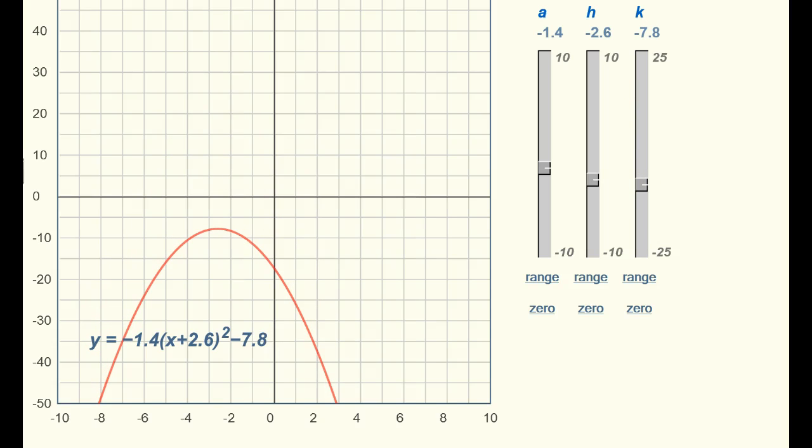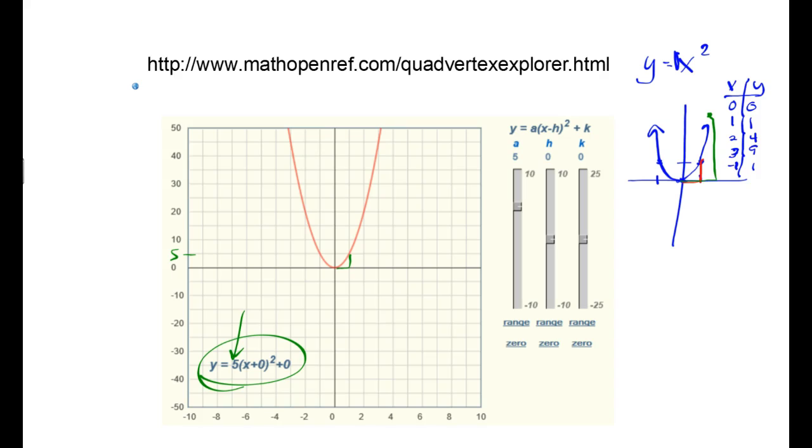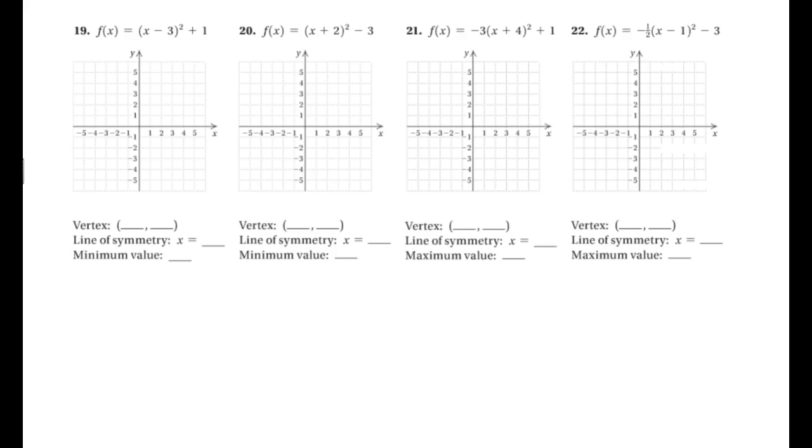You can also download this applet or view this applet at this website that's provided up here, or just Google search it. So this one, I just want to quickly show you. This goes 3 units to the right, 1 unit up is where the vertex is at, so 3, 1. This vertex is at negative 2, negative 3, so remember it's going the opposite direction here.